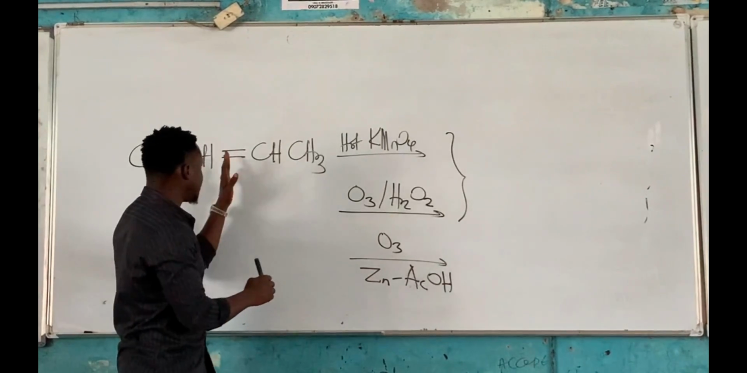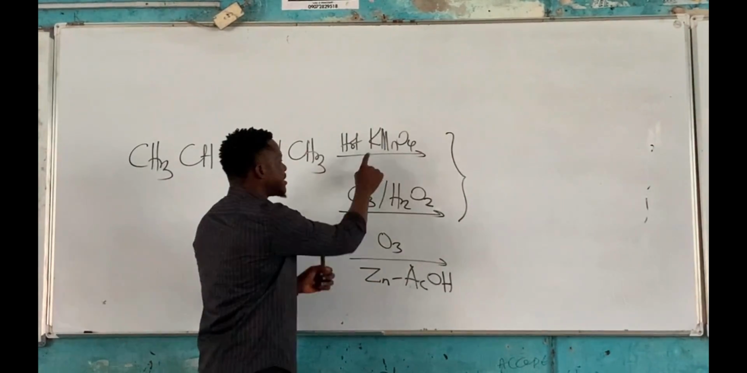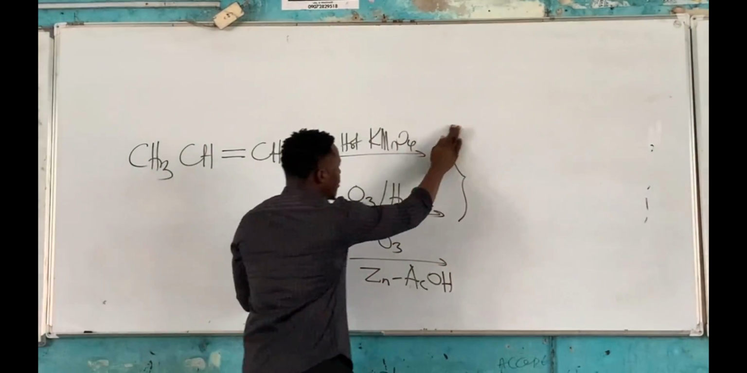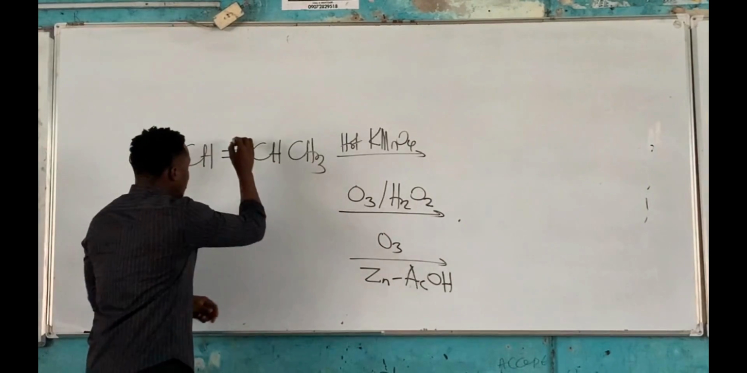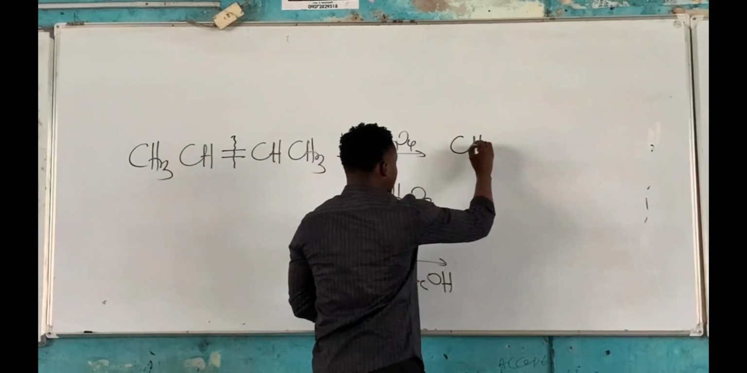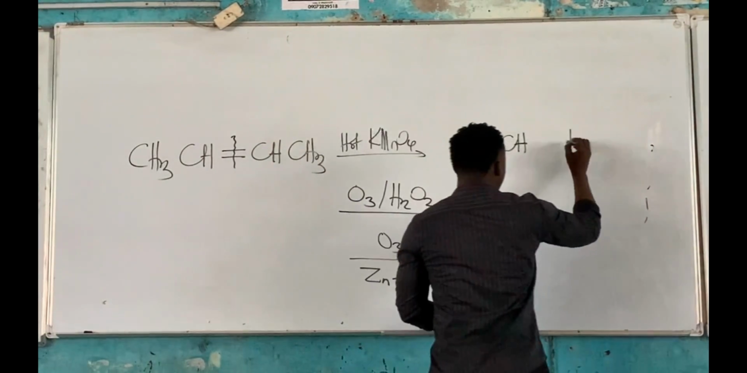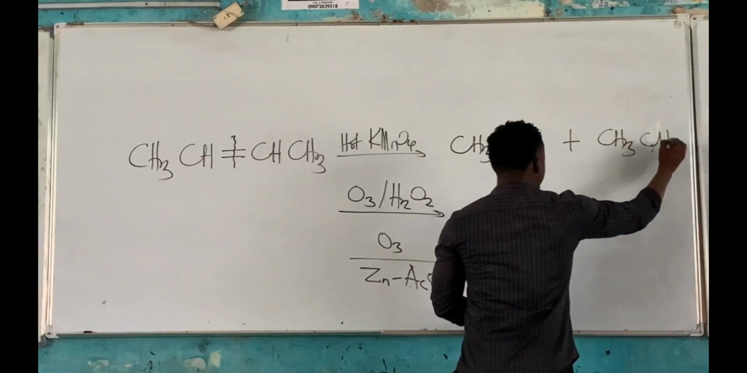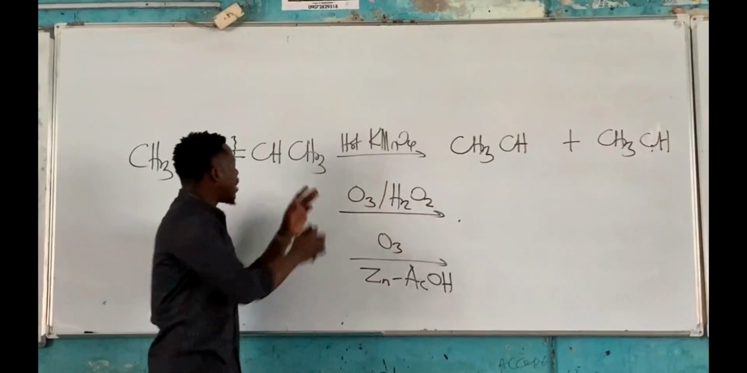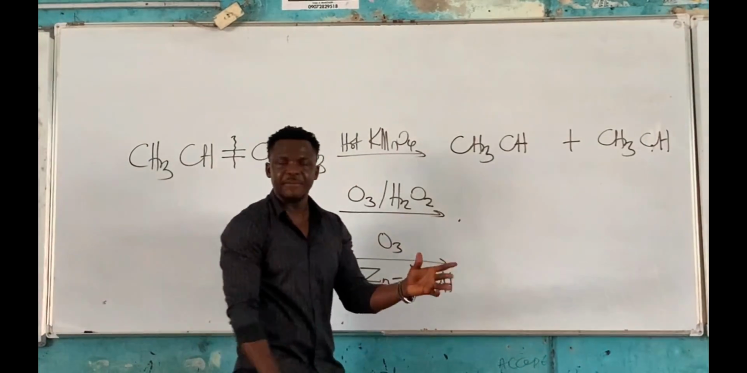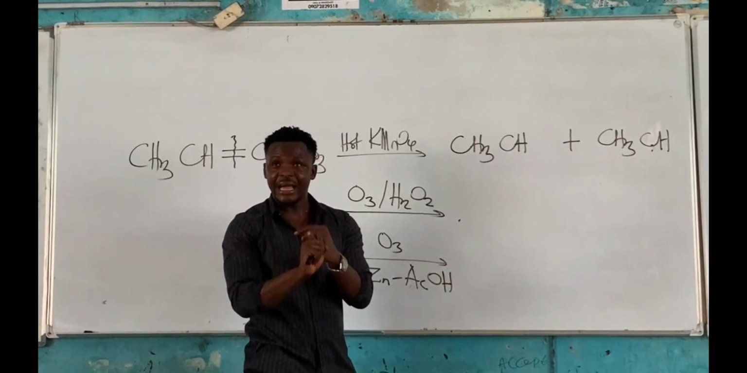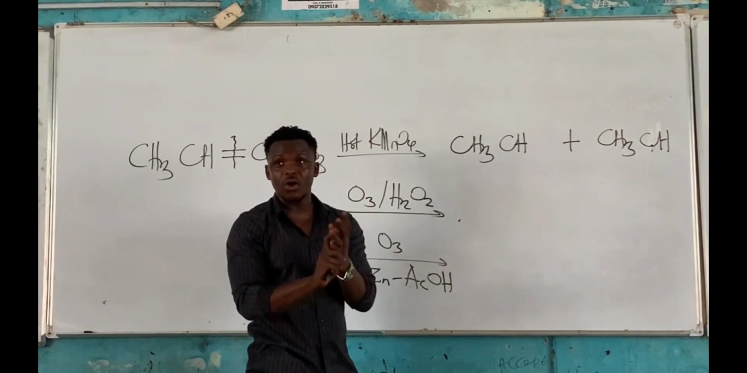They do the same thing to this reactant. So once you understand the use of hot KMnO4, it's the same thing as this one. So this is what it's going to do here, class. It will cut this bond into two. First, we expect something like this: CH3CH plus CH3CH. Now, after cutting the bond into two, it's going to convert them to either aldehydes, ketones, or carboxylic acid.